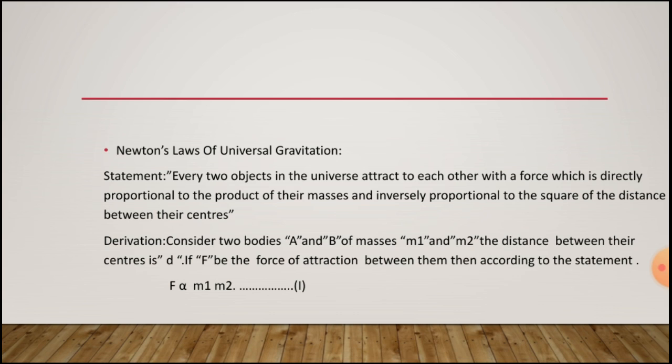It is the unit of the gravitational constant, and in the CGS system its value is 6.67 into 10 power minus 8 dyne centimeter square per gram square. Thank you.